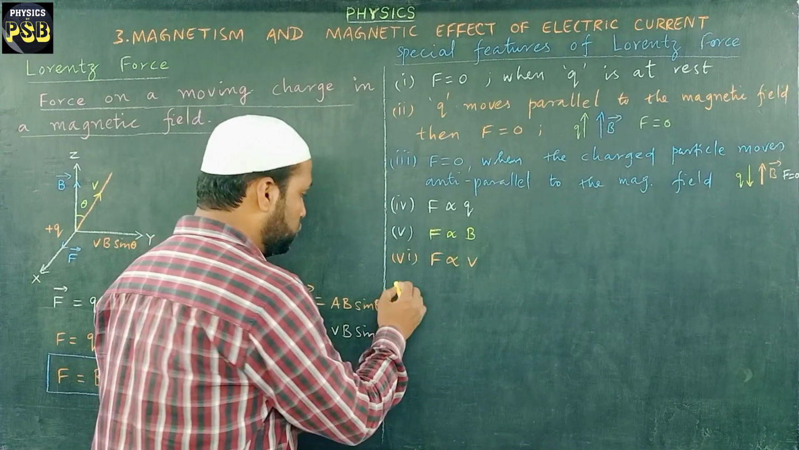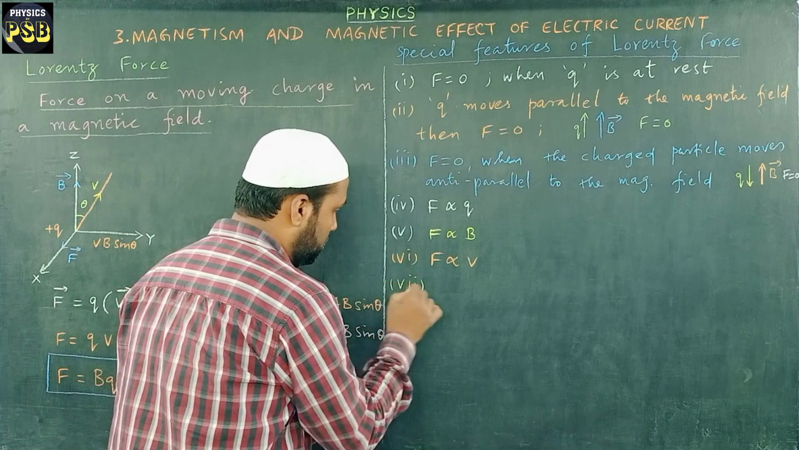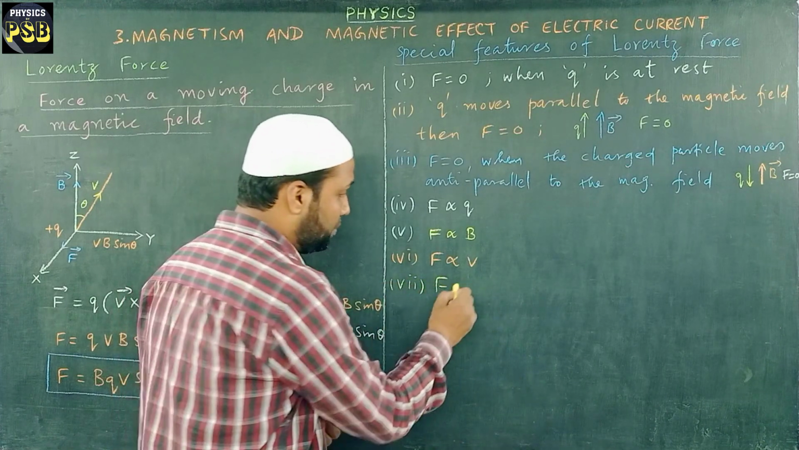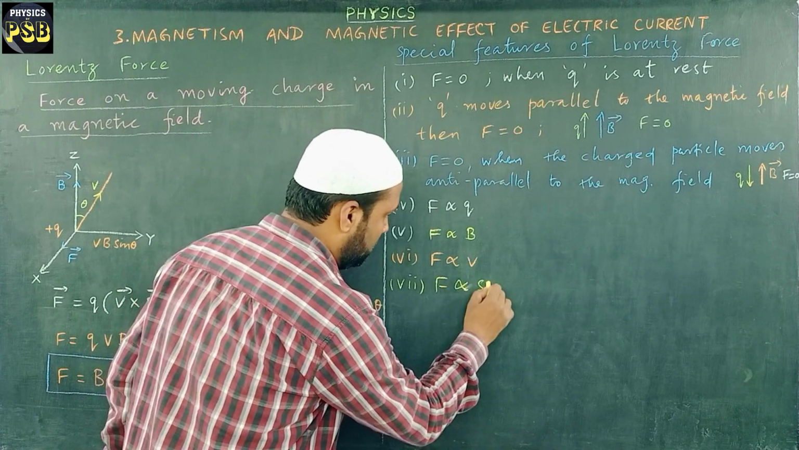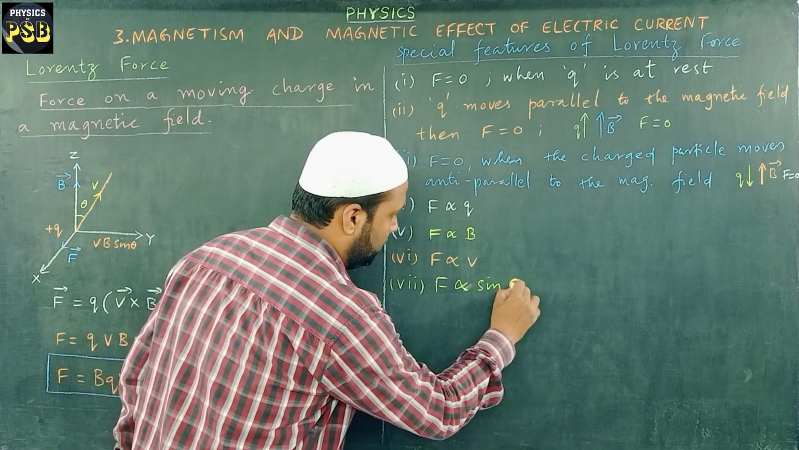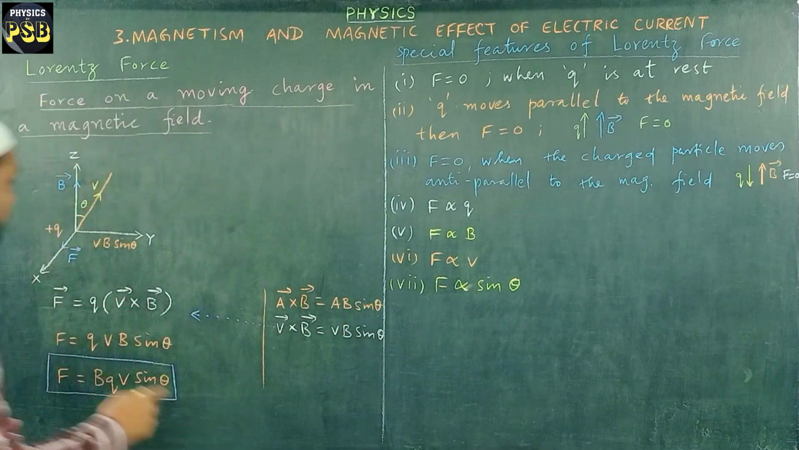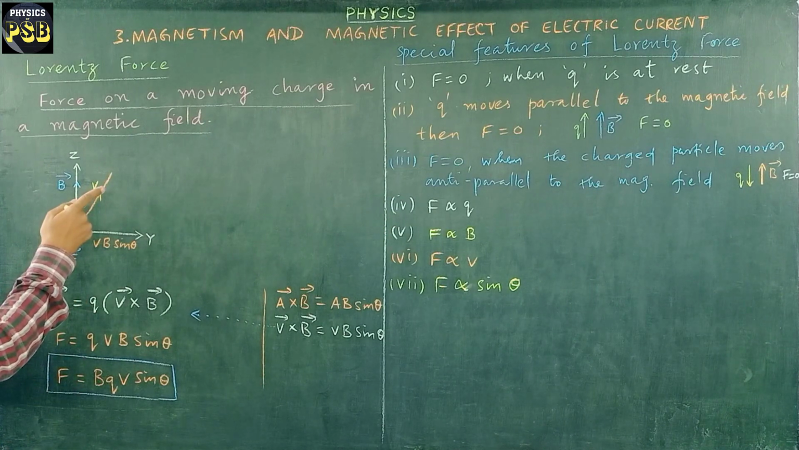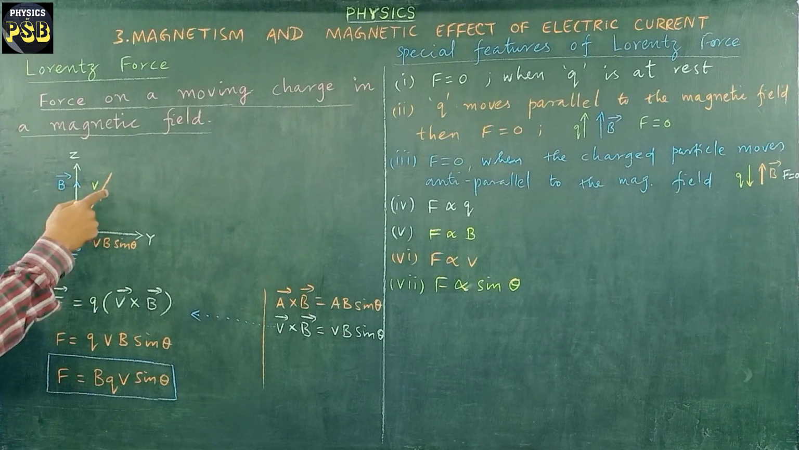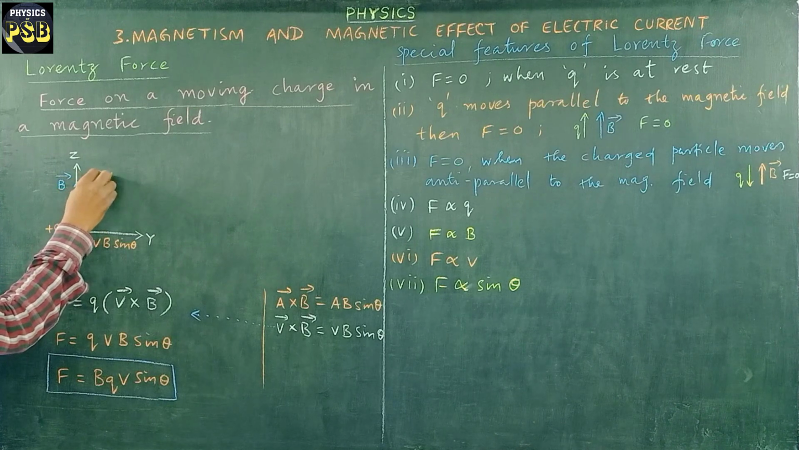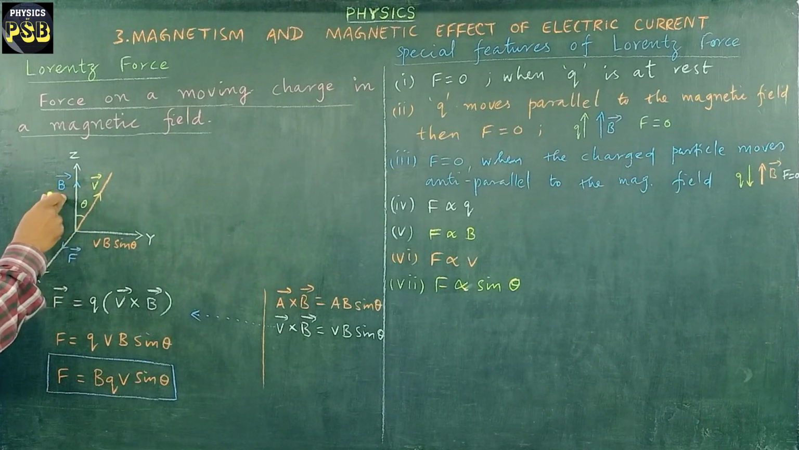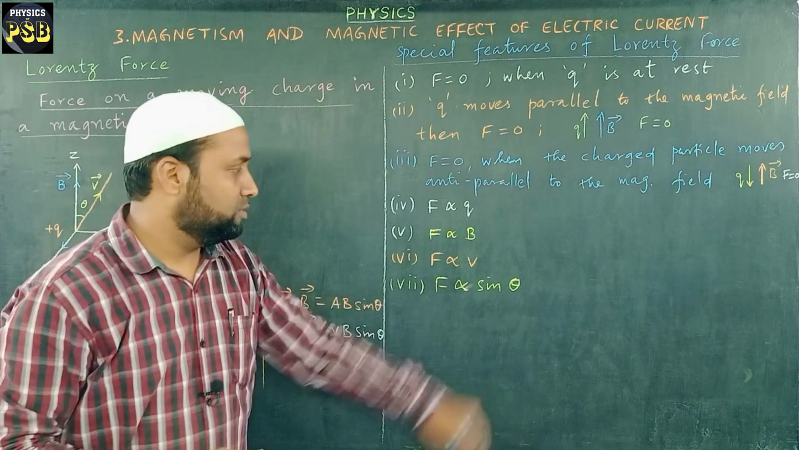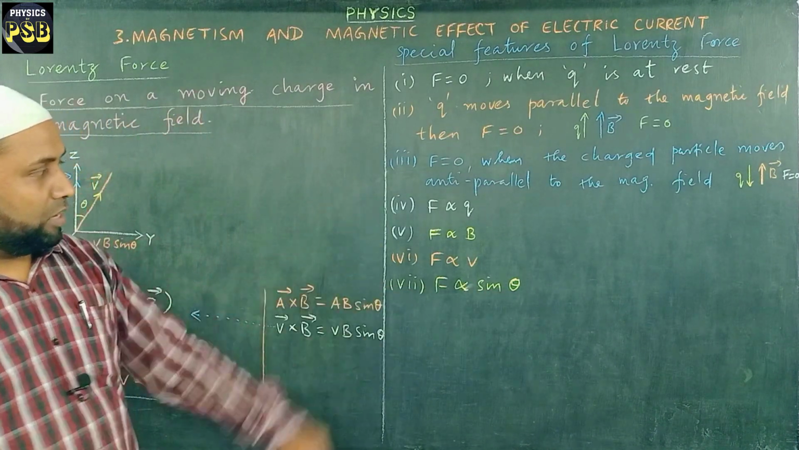And one more thing is there. The force is also directly proportional to the sine of angle theta. Here theta is the angle between V and B, the velocity of the particle and the magnetic field. Clear? I hope you have understood.